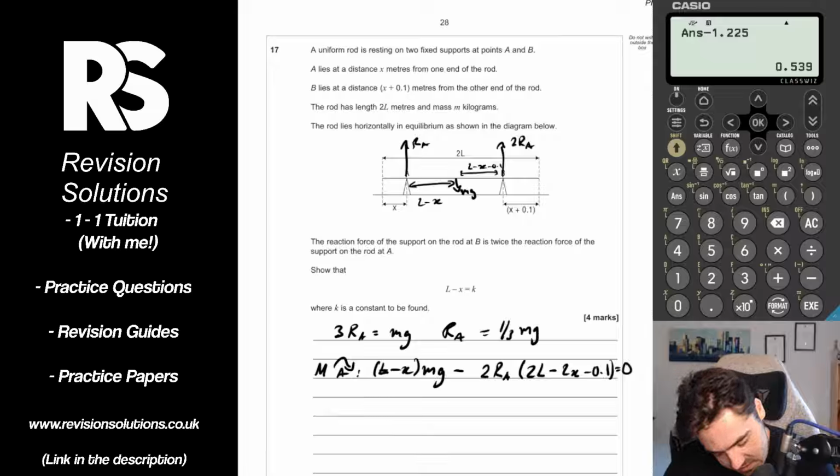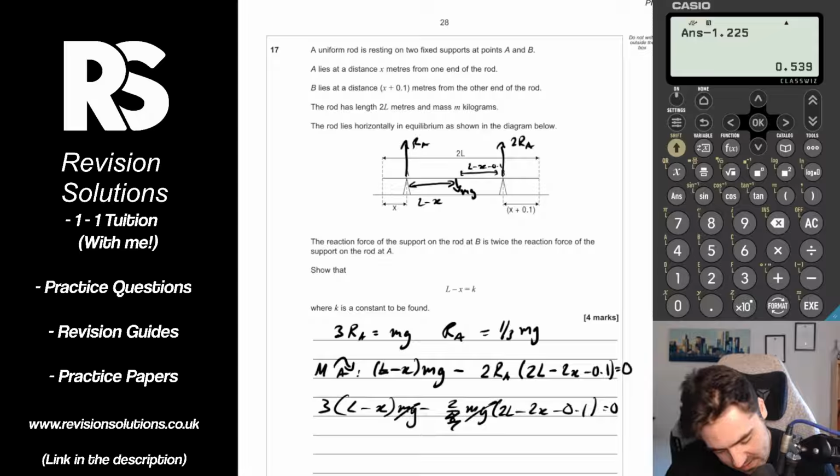And then we just got to expand this out here. So let's actually plug in RA. So RA is a third mg. So L minus x times mg minus, this would be now 2/3 mg times 2L minus 2x minus 0.1 equals 0. Oops, got my g there. Then we can cancel off mg everywhere, dividing everything by mg. And then let's multiply everything by 3. So that's going to put the 3 over here, essentially. So get rid of that and puts that there. And then just expand everything out.